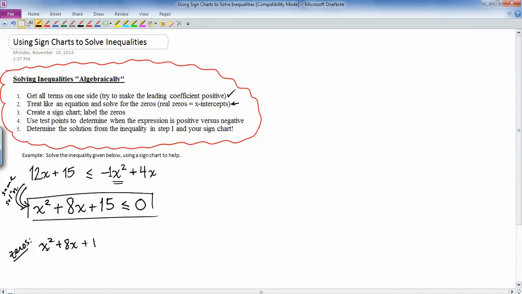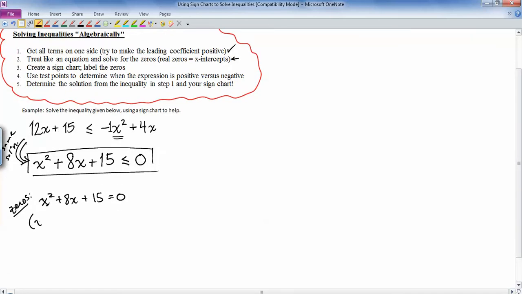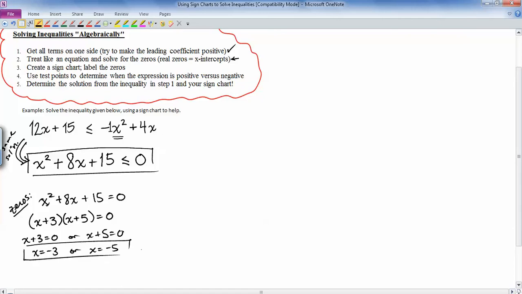x squared plus 8x plus 15 equals 0. And then this one we can factor. So if I factor it, it becomes x plus 3, x plus 5 equals 0. And so then each one has to be 0, or one of them has to be 0 at least, so we check them both. So this one would be x is -3, or that one would be x is -5. Okay, so there are my zeros. So step 2 is done.